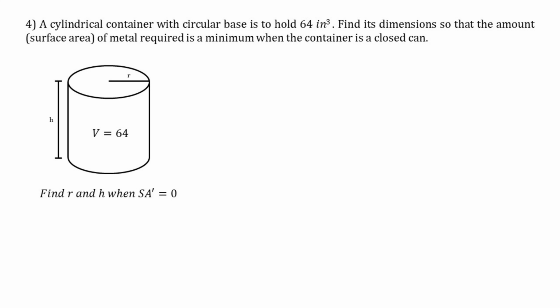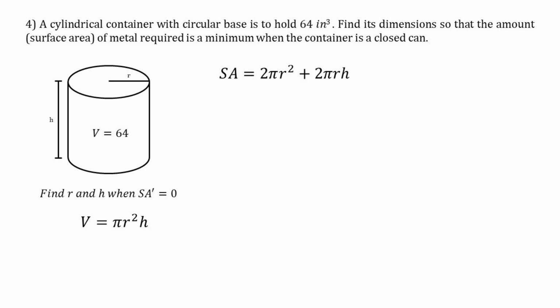The volume of a cylinder is equal to pi r squared times height. The surface area is equal to 2 pi r squared plus 2 pi r h. It would be easier if we express the surface area in terms of only one variable. So, let's try to express h in terms of r.